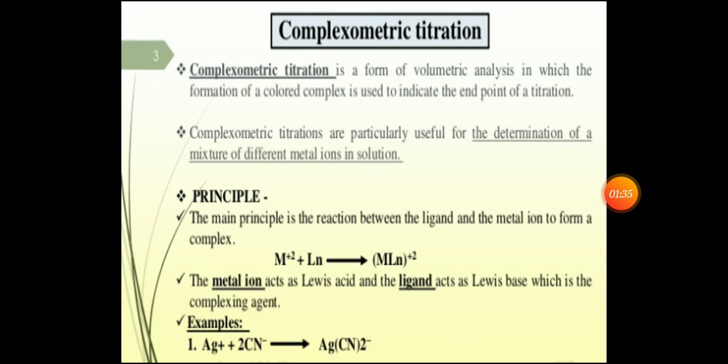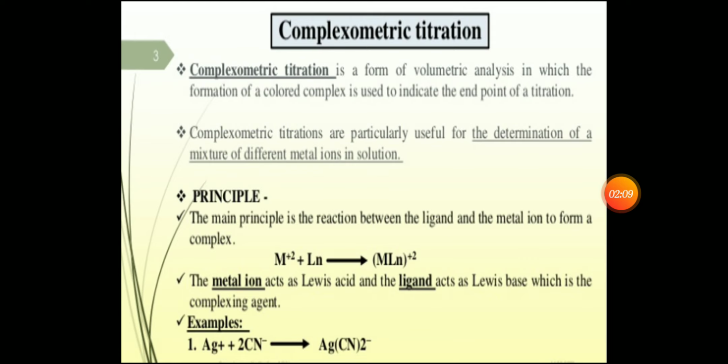So it is a form of volumetric analysis in which the formation of colored complex is used to identify the end point of the titration. Colored complex will be formed which is used for the identification of the end point of the titration. Complex titrations are particularly useful for determination of the mixture of the different metal ions in a solution. Okay, it identifies the mixture of the different metal ions in a solution, and that is called complexometric titration.